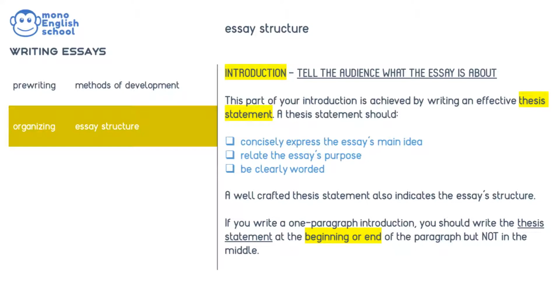Readers pay most attention to things at the beginning or end, and less attention to things in the middle of paragraphs. So to avoid losing a thesis statement's impact, place it first or last.